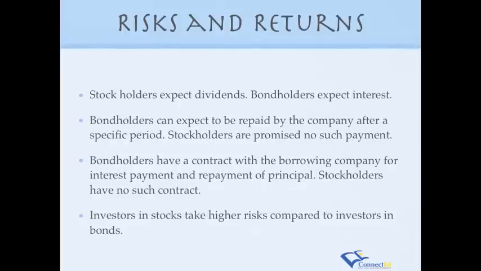Bondholders can expect to be repaid by the company after a specific period. This is usually called the maturity period. So a loan is usually for a fixed period, and at the end of that period, the company is expected to pay back the lender. Stockholders are promised no such payment, even though occasionally a company may buy back stocks from the stock market.